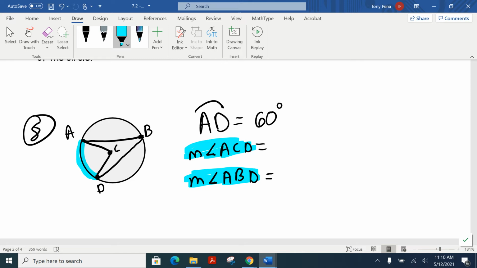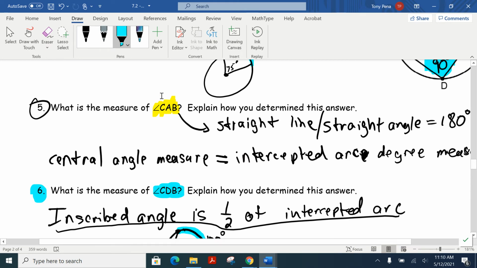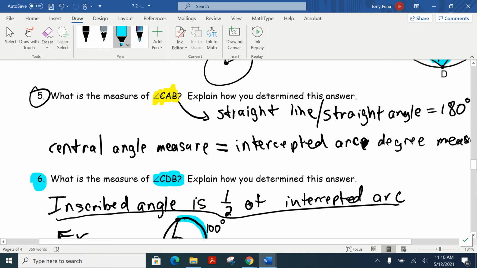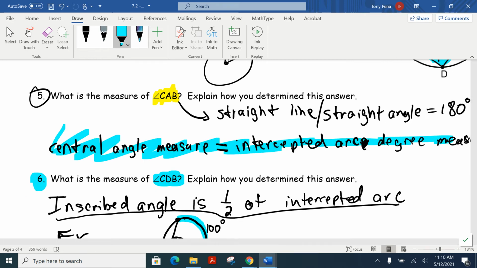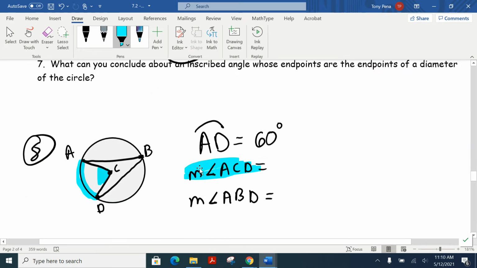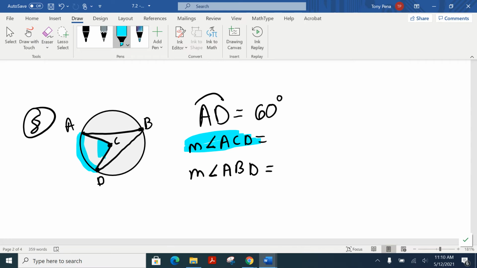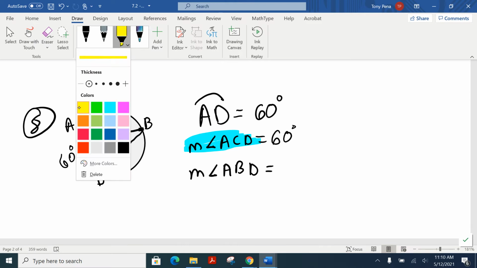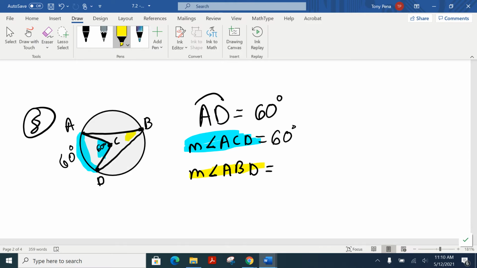All right, so if I do this one first, let me do these in different colors actually. ACD, that's this angle right here. That's our central angle. So what we have written above is just testing us on this idea here. Your central angle is equal to the degree measure of your intercepted arc. So if I want to know the degree measure of this angle here, then if this arc has a degree measure of 60 degrees, the central angle should be the exact same thing. All right. The next one, ABD, so that's this angle here.